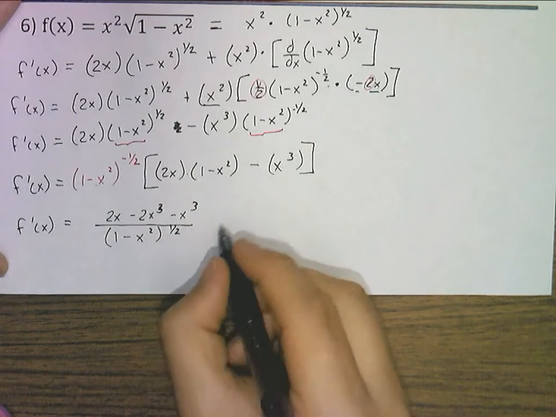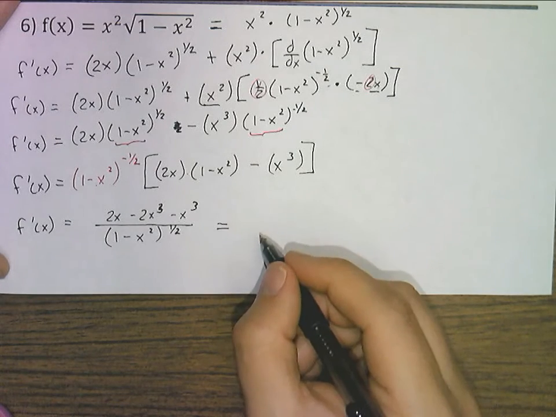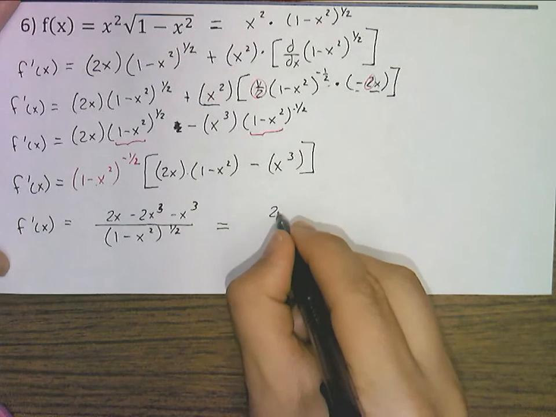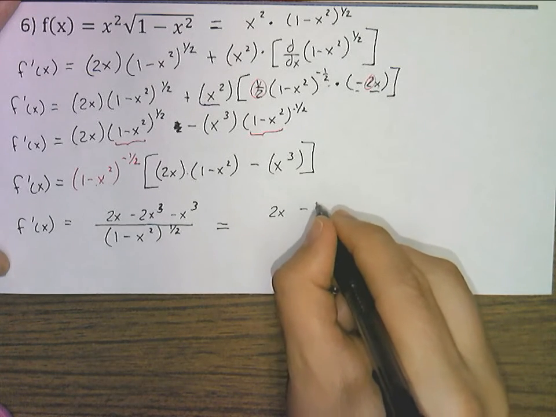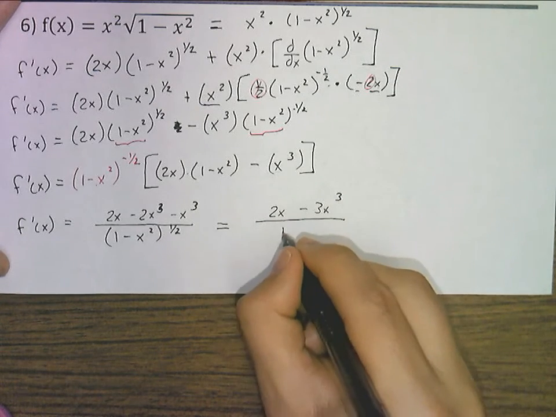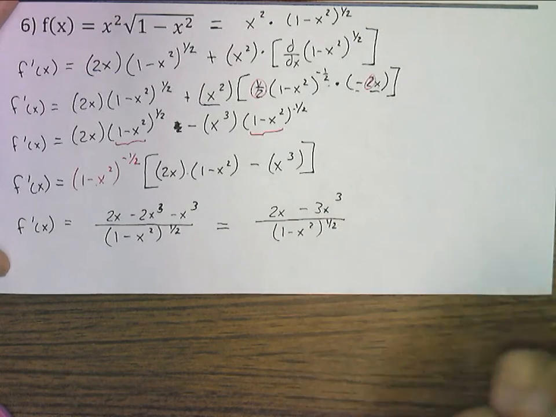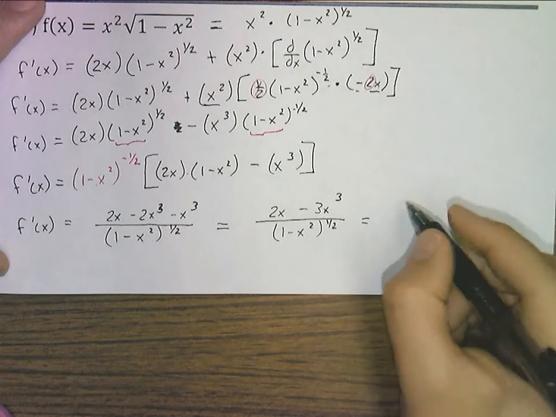Okay, and then again, I'm going to work this part horizontally down here because I'm kind of running out of room. Now I have like terms. I've got that 2x on top. I've got these like terms, which give me -3x cubed all over that denominator. And again, if you're saying, well, can I factor out an x from that numerator? Sure, we can do that.